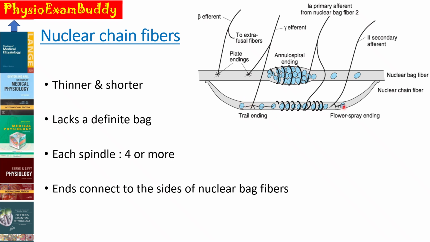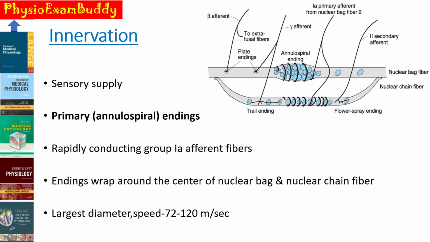Next is about the nuclear chain fibers. As you can see here, it is thinner as well as shorter when compared to that of the nuclear bag fiber, and they also lack a definite bag. And in each muscle spindle, there are almost 4 or more number of nuclear chain fibers. And you can see here that the ends of these nuclear chain fibers usually connect to the sides of these nuclear bag fibers.